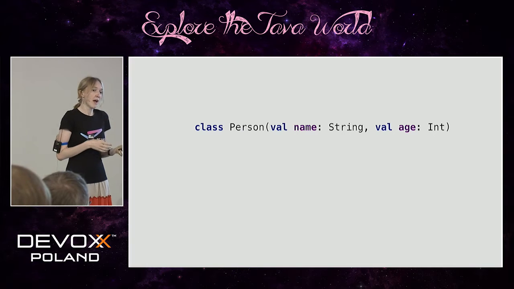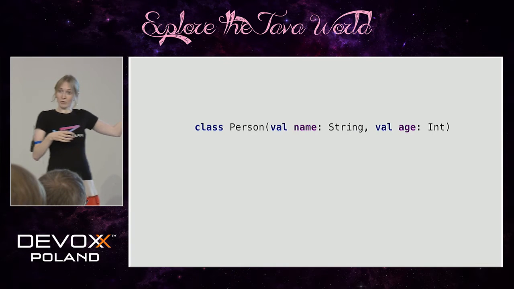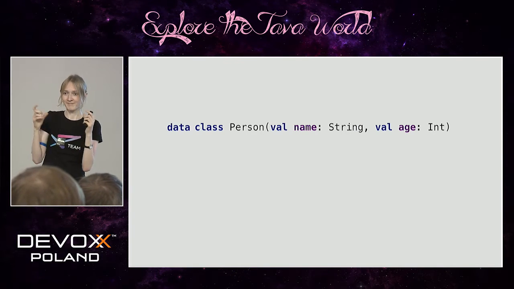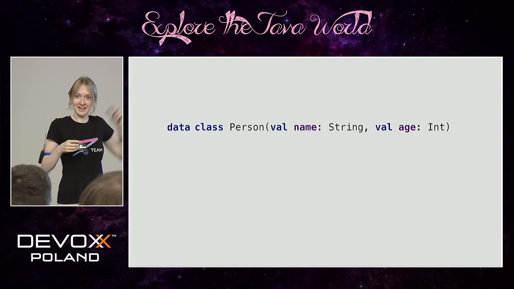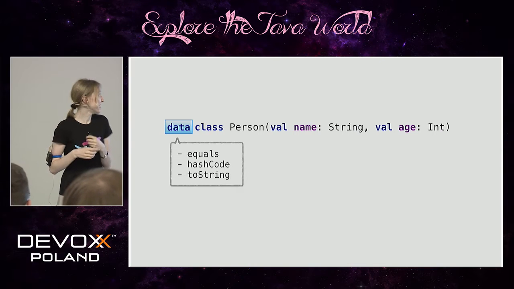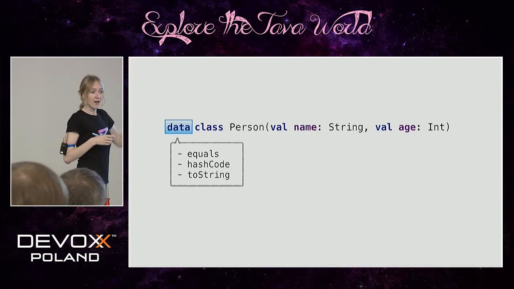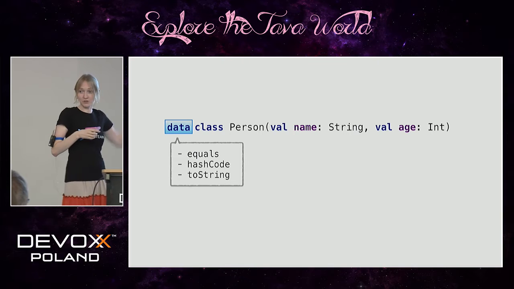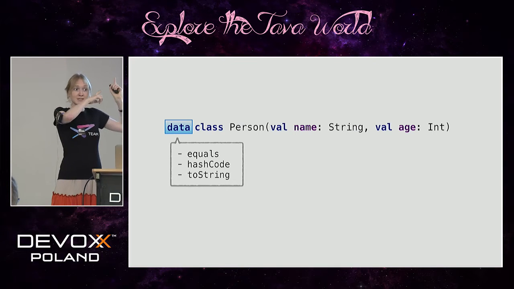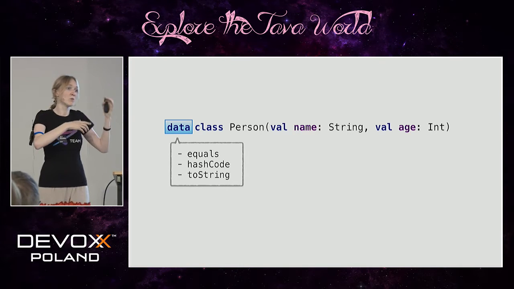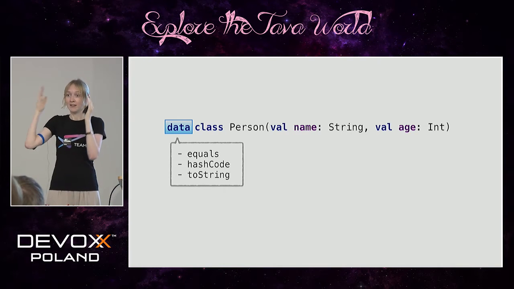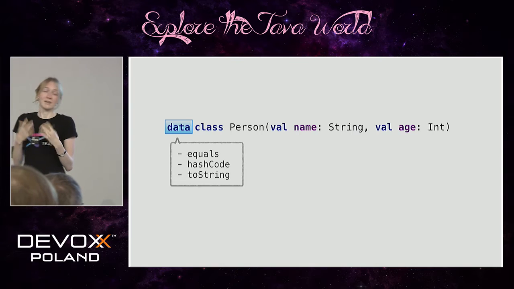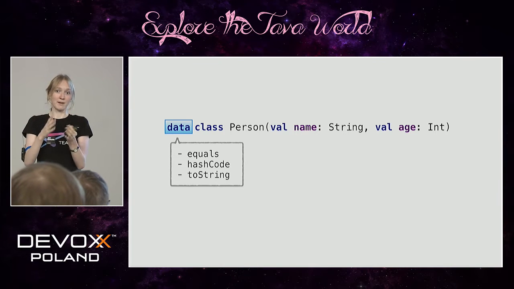But in Kotlin, you can actually do more. You can add a very small keyword, data, to this class declaration, and it will generate a bunch of useful methods for you. For example, equals, hashCode, and toString. So it is data classes, and we usually do not compare different data classes by references. It is more convenient to compare them by data.